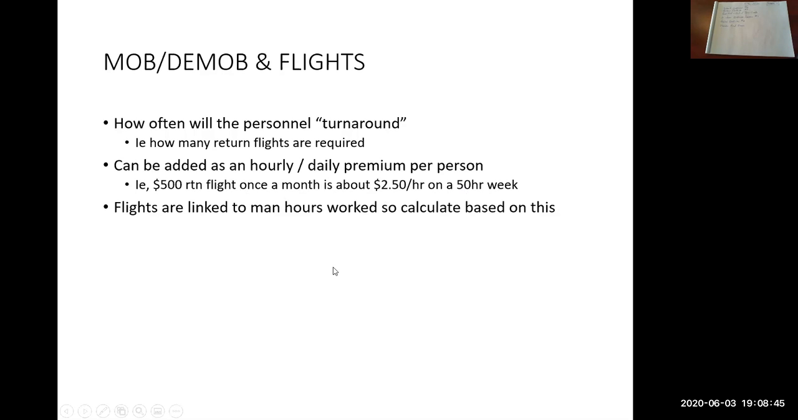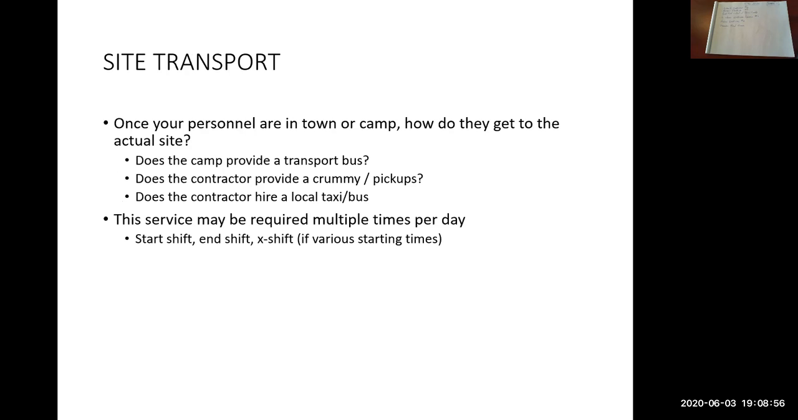Okay, so that's flights to and from the town where your job is located close to. The next one to look at is site transport. So you've flown your personnel up to the town or up to the camp location. Now how do they get to the actual job site from, for example, their motel room?